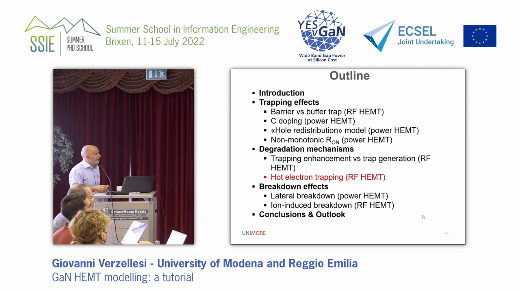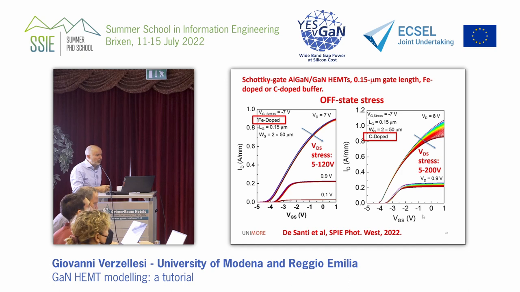Now, another case study: hot electron trapping in RF HEMT. Okay, first of all, the experimental evidence. Here, devices are Schottky gate HEMTs, 0.15 micron gate length, iron doped or carbon doped. In RF HEMT, generally iron is used as doping for the buffer, but here, in these devices, they decided to try to use carbon in place of iron and compare the reliability and robustness of the two technologies.